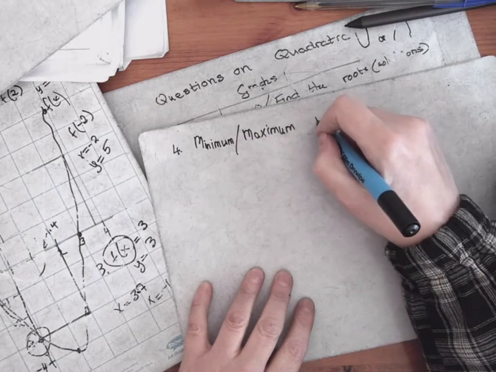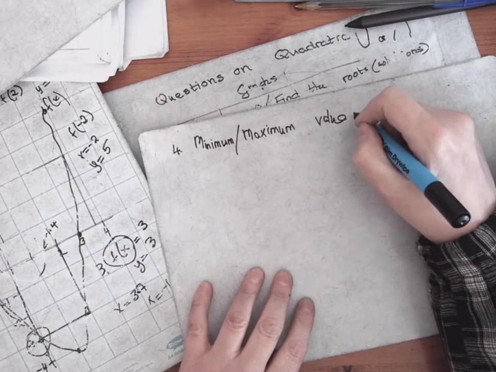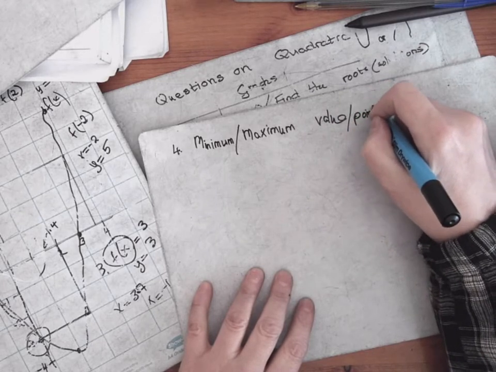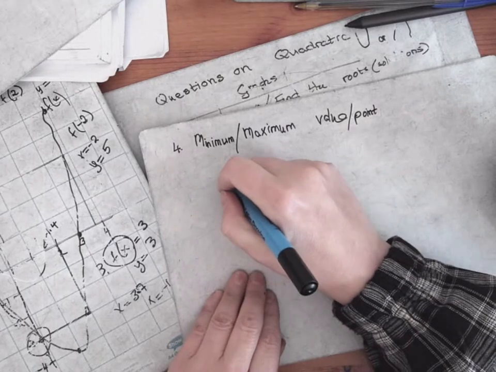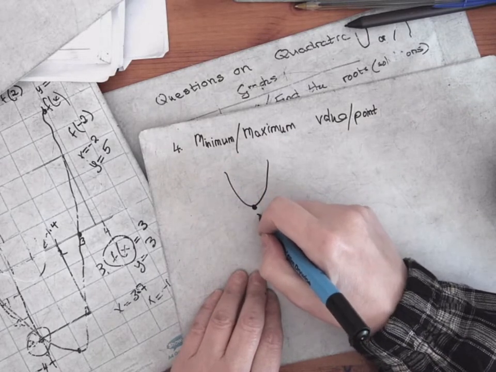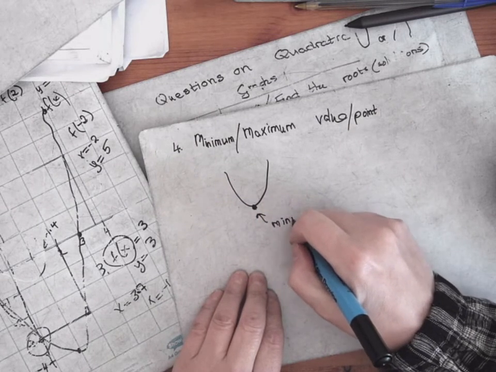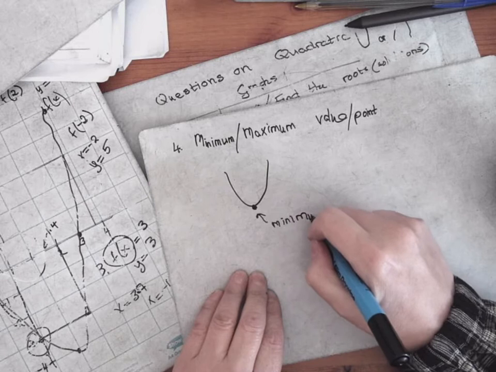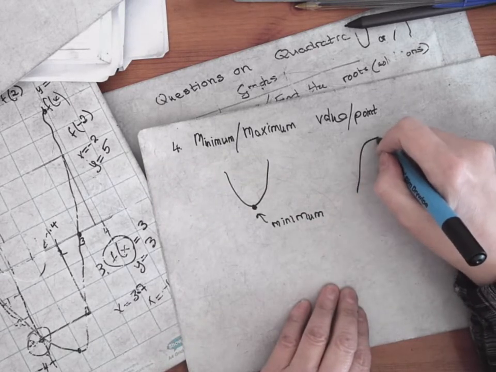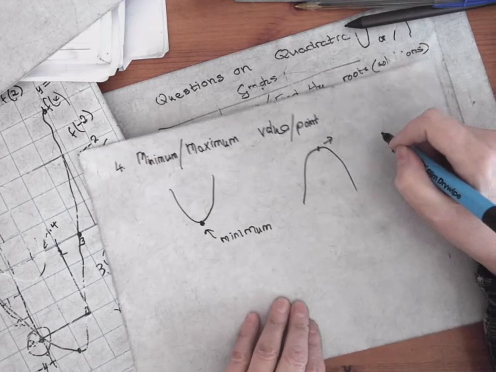And they might ask you for the minimum or maximum value or the point, right? And I'll talk about the 2 of them in a minute. So if you have a smiley face, that's going to be the minimum, the lowest point. So if it's a smiley face, they'll ask you to find the minimum point. And if it's a sad face, they'll ask you to find the maximum point, okay?